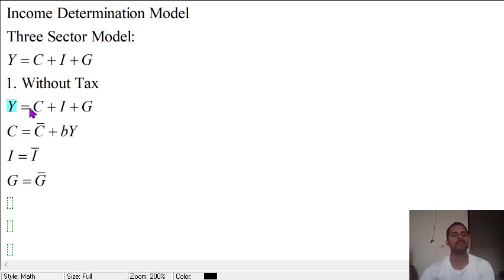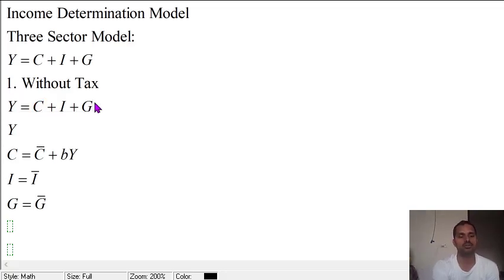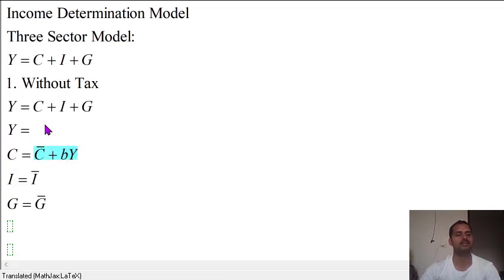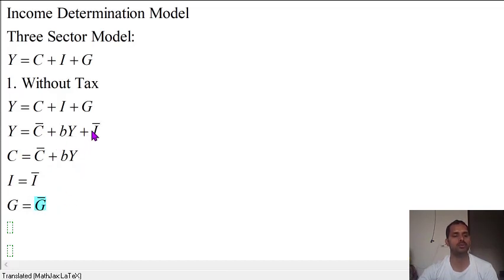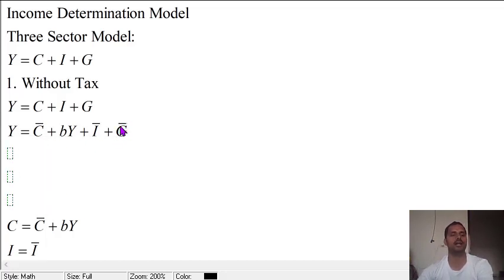What you have to do is substitute all these values in place of C. We write this, and the equation will become like this. In place of I we write autonomous investment. Here the numerical value is not given, so we put the algebraic value, and in place of G we write the autonomous government spending. So this is the equation which we have to solve for Y.